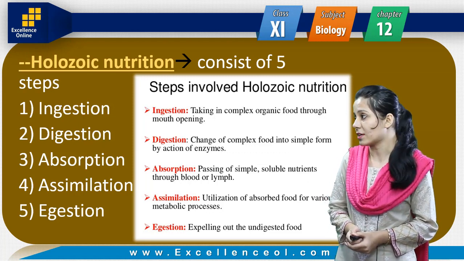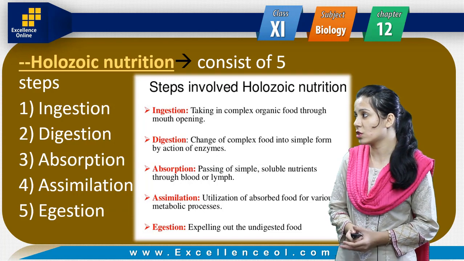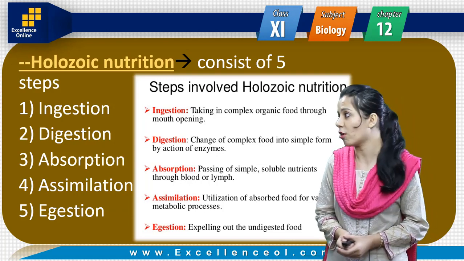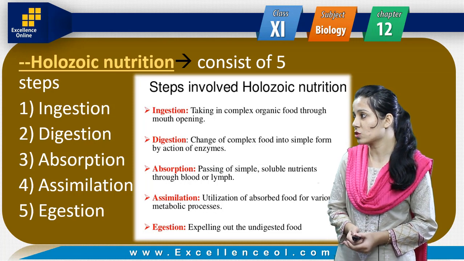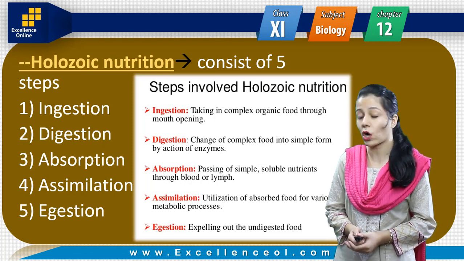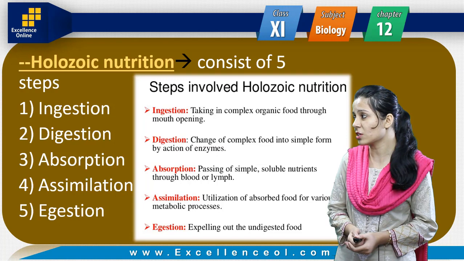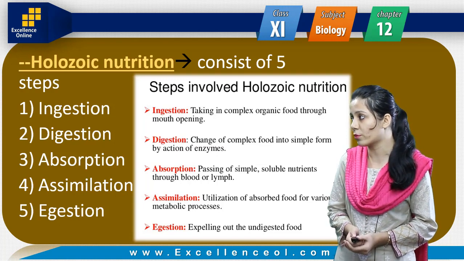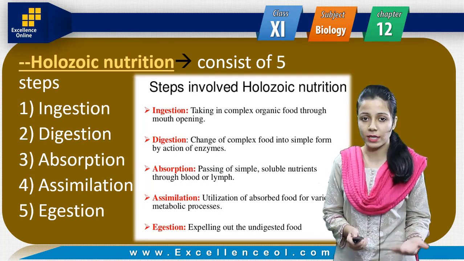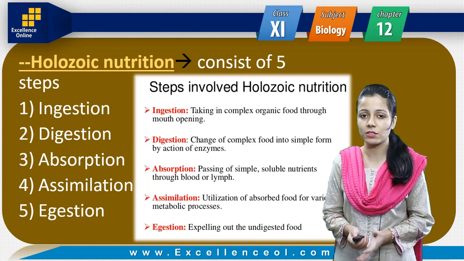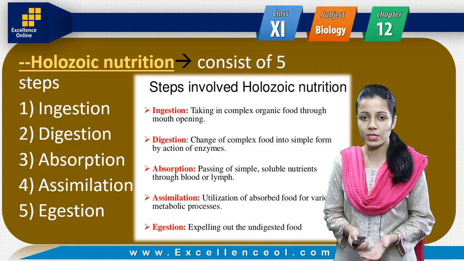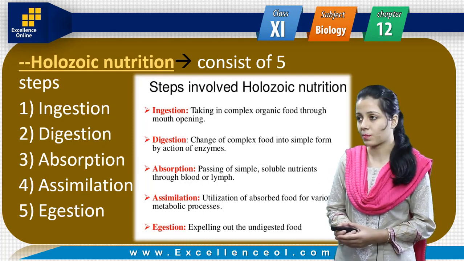The second step is digestion, the change of complex food into simple form by the actions of enzymes. Third is absorption, a passing of simple soluble nutrients through blood or lymph. Assimilation is utilization of absorbed food for various metabolic processes. And final is egestion, that is the expelling out of undigested food material. So जो body में digest नहीं हो सकता, we will expel that food.